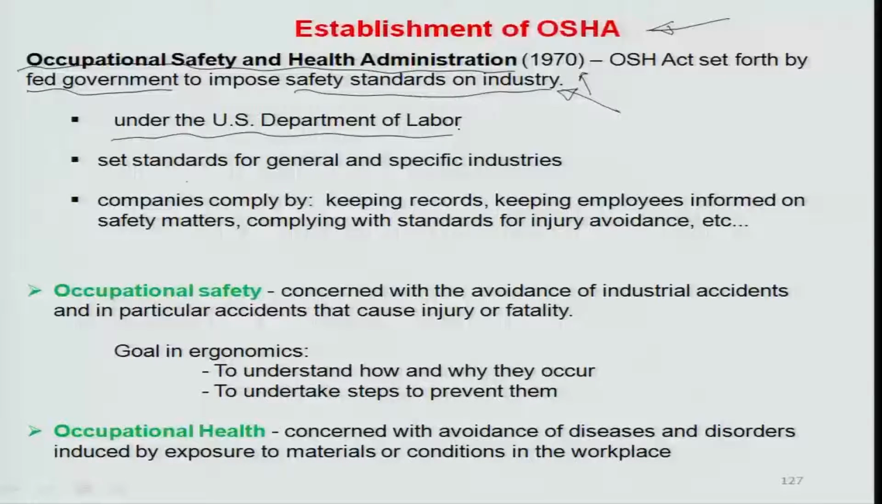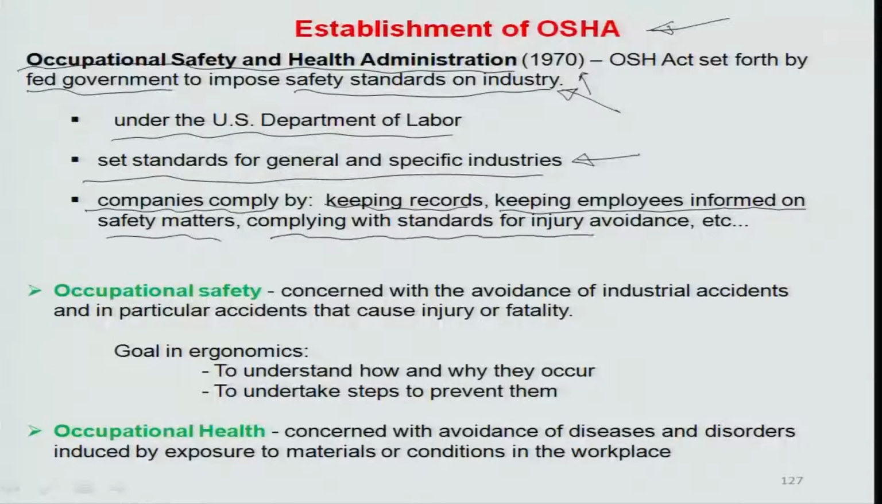Okay. So, the Occupational Safety and Health Administration was an organization started in 1970 under the US Department of Labor, and sets standards for general and specific industries. There are certain guidelines that they give, and they keep revising those guidelines from time to time depending on the complexity of the processes which happen over a period of time. By law enforcement, companies must comply to such set standards or specific instructions from OSHA by keeping records, keeping employees informed on safety matters, and also complying with standards for injury avoidance, etc. So, there are certain additional auxiliary tasks that an employer automatically has to get into once it comes to compliance with OSHA standards.